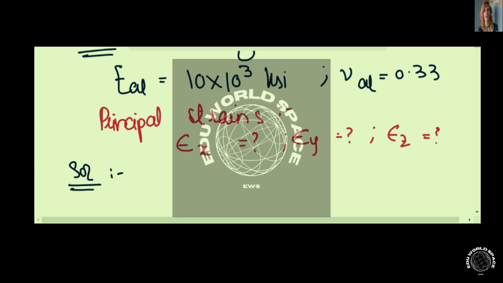Solution is very simple. When you look at the given figure, from this system of axes in the figure, we get that the stress in the x direction is equal to 10, the stress in the y direction is equal to negative 15, and the stress in z direction is equal to negative 26, right? So let's start with the solution.